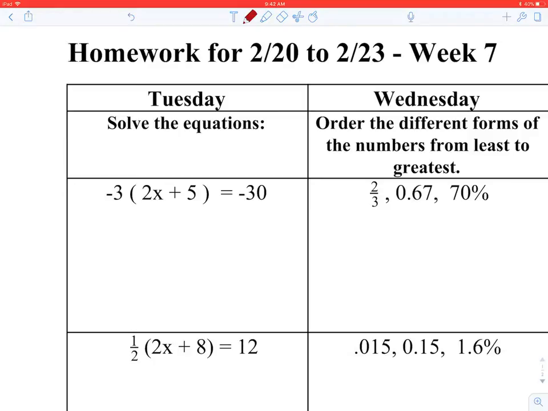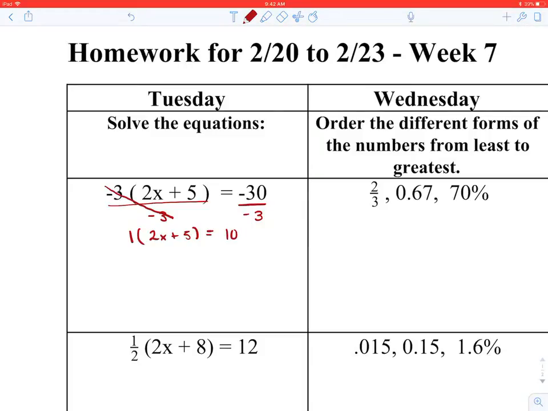Now, something that we've learned about equations is that you can do anything you want to one side as long as you do it to the other side. So if I wanted to get rid of this -3, turn it into a 1, then what I could do is I could divide the left side by -3, which means I'll have to divide the right side by -3. And when you divide the left side by -3, the top -3 and the bottom -3 will cancel out to equal 1. And then you still have 2x plus 5 left over. And we're going to set that equal to our new number of a positive 10.